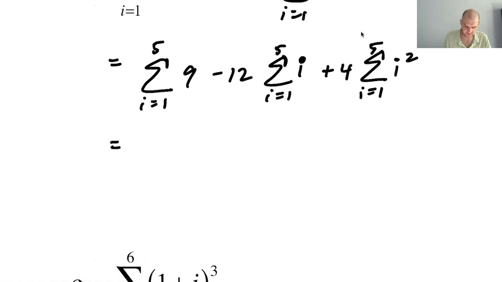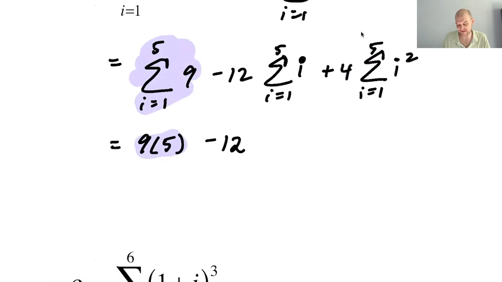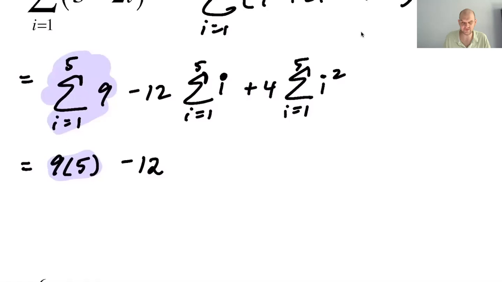All right, so now what are we doing? For the first part here, it's the sum from 1 to 5 of 9. So a constant, that's just the constant times the upper bound. This all presupposes that you're starting at 1. If you're starting at 1, then you can do these things. If you're not starting at 1, then it's almost like all bets are off. Not really, but kind of.